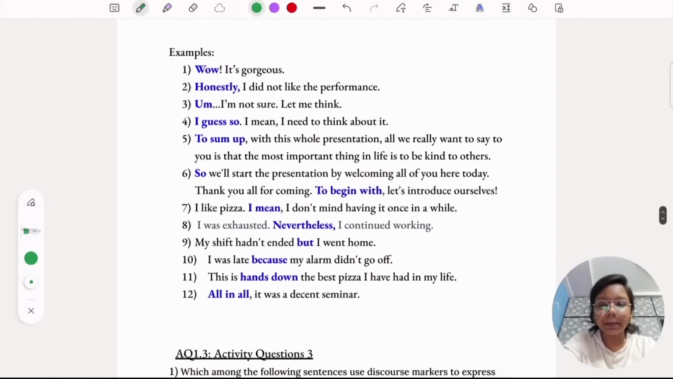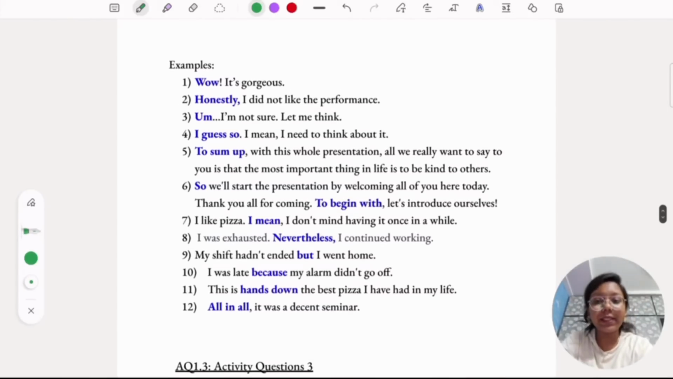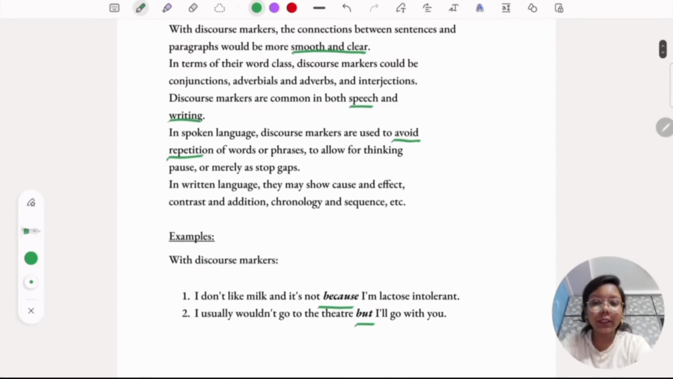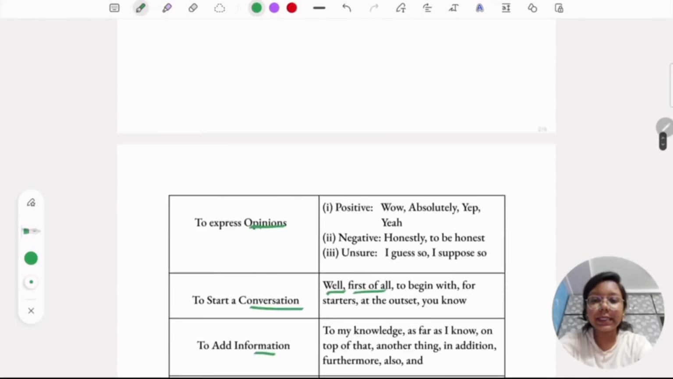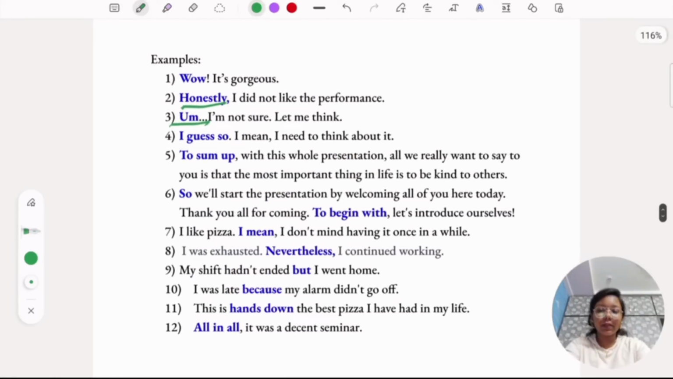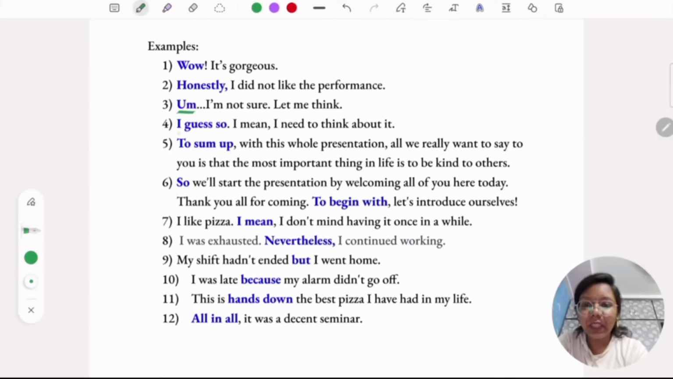Let's see the examples. Wow, it's gorgeous. Honestly, I do not like the performance. I'm not sure. Let me think. As I said here, they allow for a thinking pause or stop gaps. So this third example is the example for that. I guess so. I mean, I need to think about it.